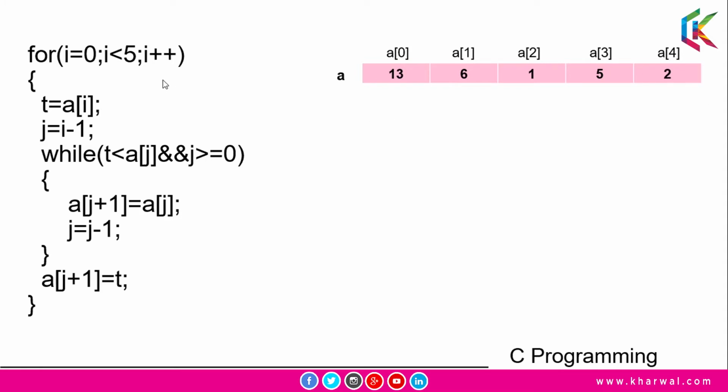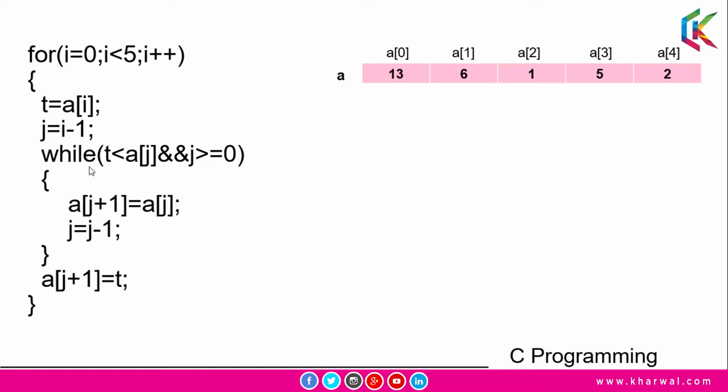After that, i++ will be executed, so the value of i will be 1. Now it will check this condition: 1 less than 5, and it is true. Then A[1] will be assigned to t. The value of A[1] is 6, so the value of t will be 6. And now the value of j will be 0 because the value of i is 1.